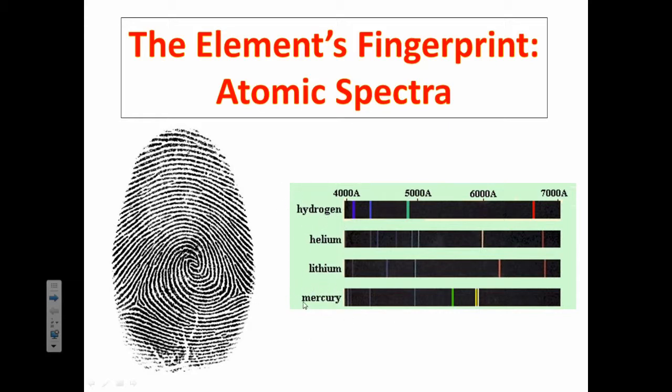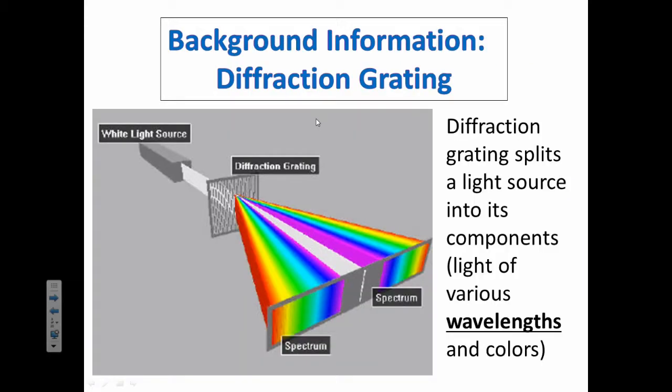Like mercury glows this alien blue color, but when you look through the diffraction grating, you don't see that. So what the heck's going on? Because every single element has its own set of bands, and that's why this is called the element's fingerprint, the atomic spectra.